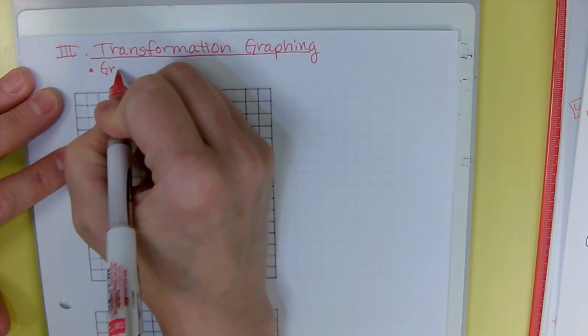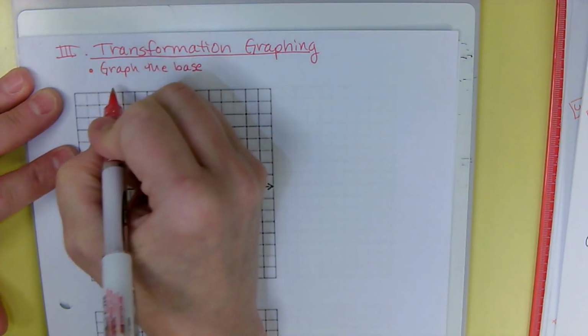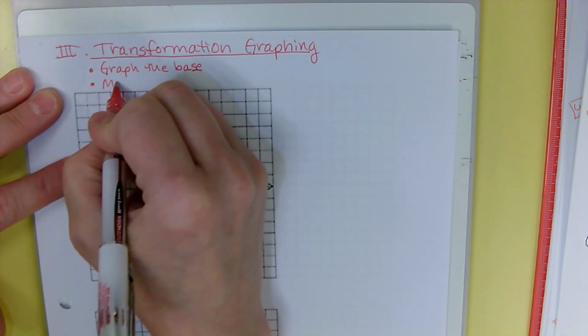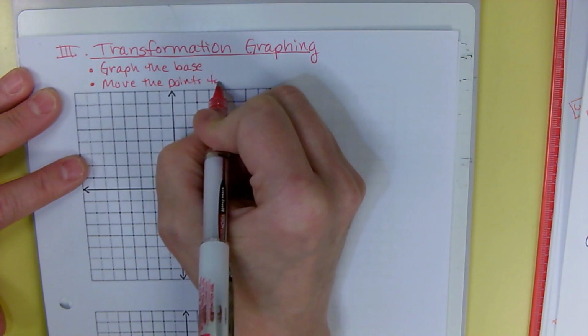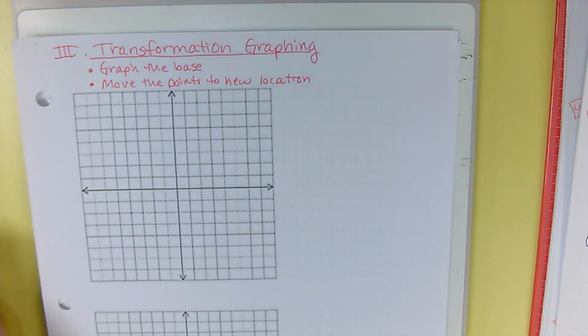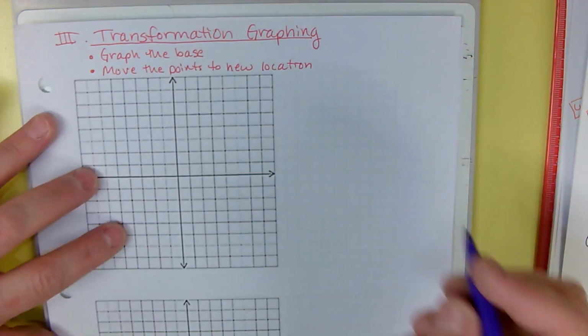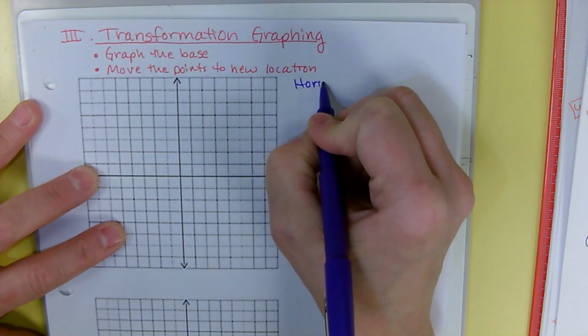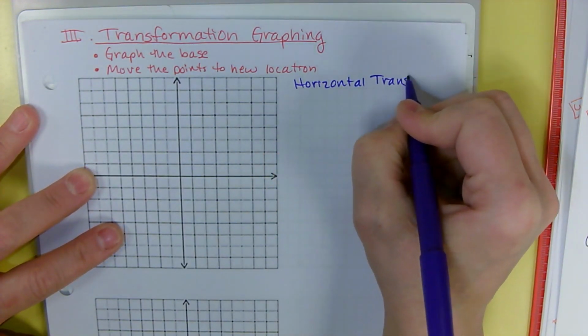So for transformation graphing, you graph the base, and then you move the points to the new location. Graph the base, move the points to a new location. Now, there's a couple things you got to memorize when it comes to transformations. So first thing we're going to start with is a horizontal translation.